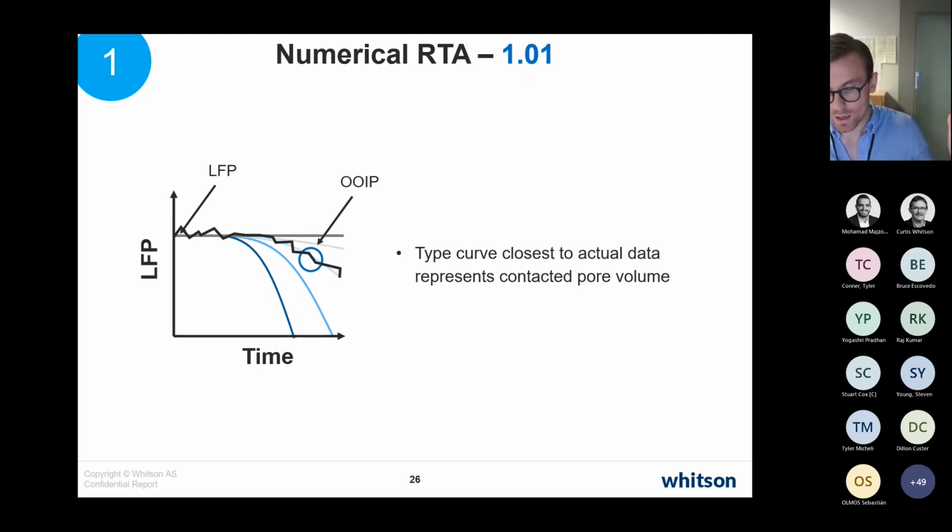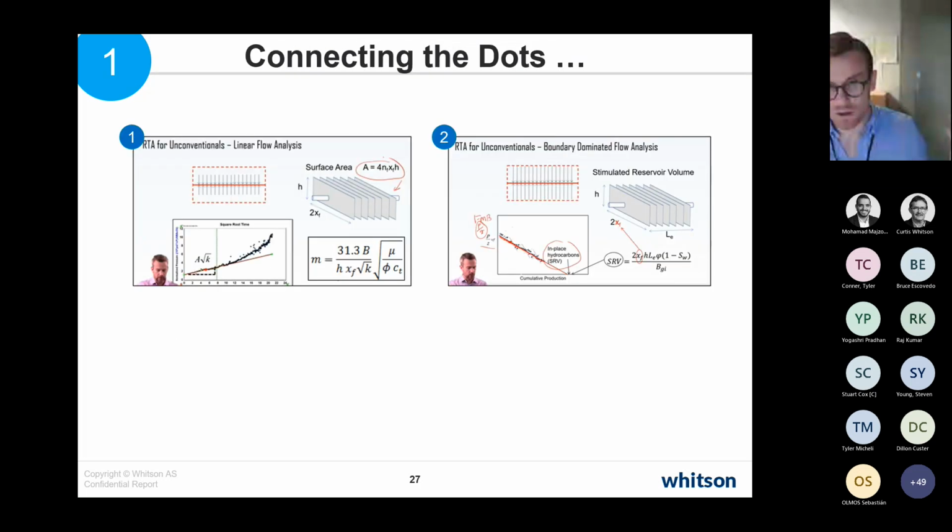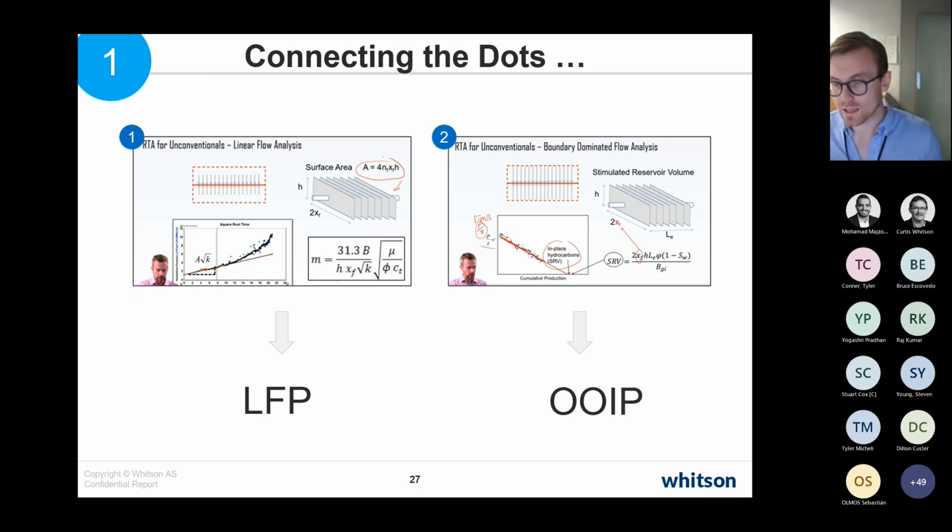If you've, for instance, taken one of Dave's classes on RTA, you'll see that the LFP, or A root K, comes from a square root of time plot, and then you drag a time to end of linear flow line back and forth, and that is what gives you the oil in place, right? So you've done this before. It's exactly the same exercise. We're just doing it numerically.